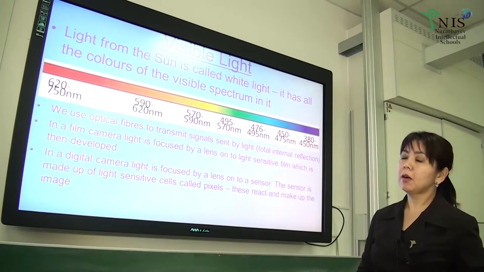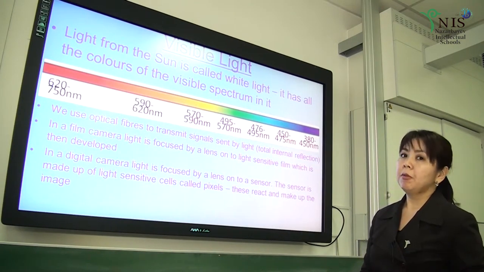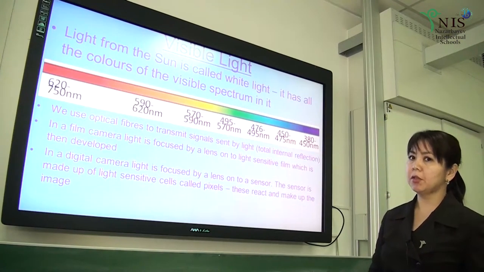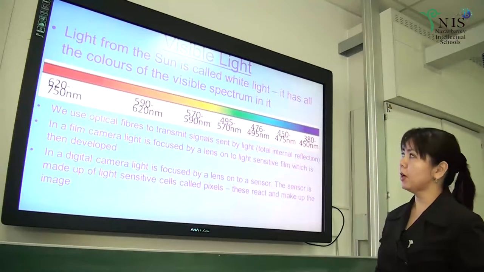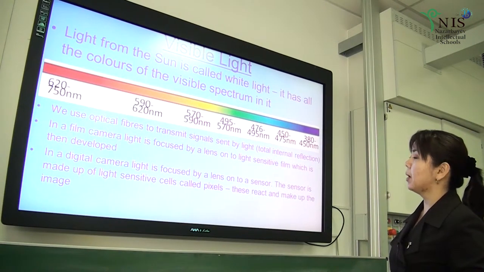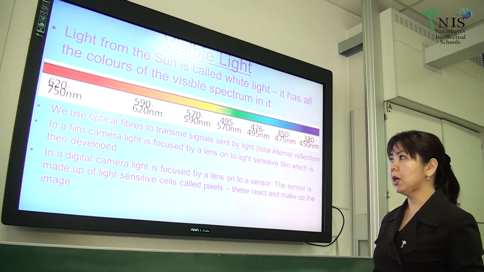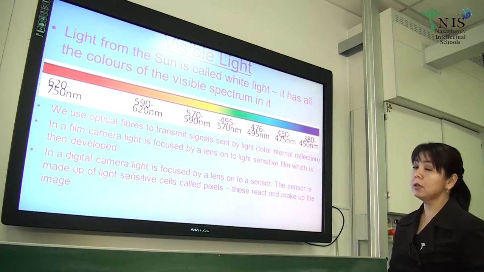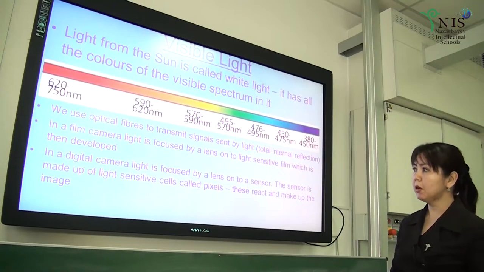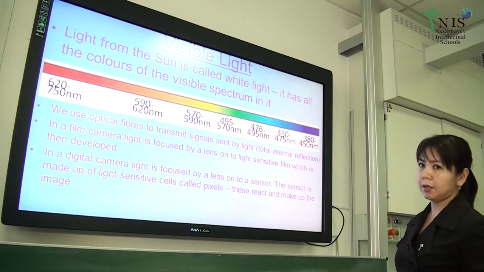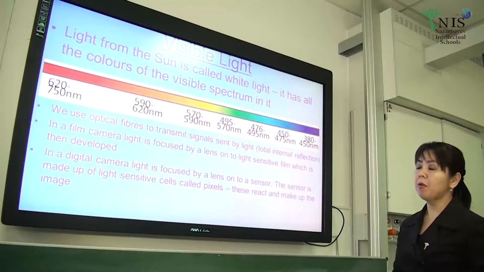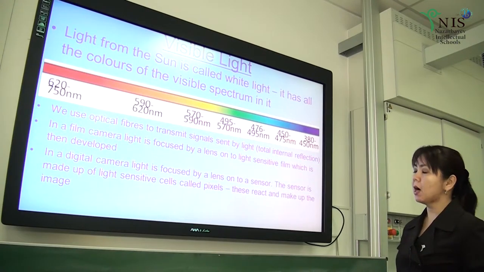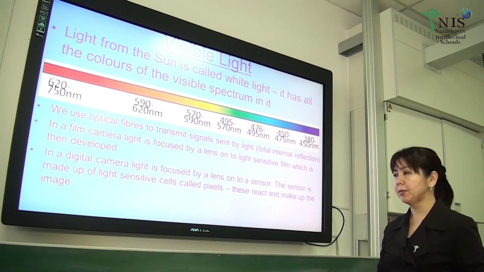Next, electromagnetic waves, visible light. For example, light from the sun is called white light because it has all the colors of the visible light. We use optical fibers to transmit signals which are sent by light. For example, in a film camera, light is focused by a lens onto light-sensitive film which is then developed. In a digital camera, light is focused by a lens onto a sensor. The sensor is made up of light-sensitive cells called pixels, and these react and make up the image. This is one of the uses of light.